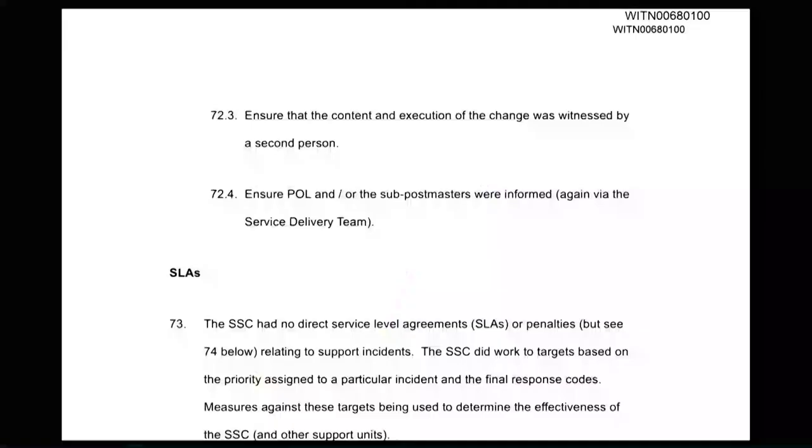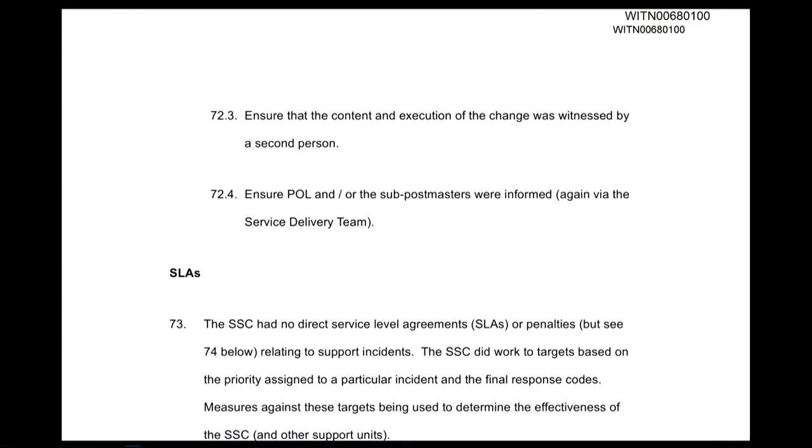You say in paragraph 72.4 over the page, in the rare circumstances where it was necessary to correct financial information on the system, we would ensure Post Office and all the sub-postmasters were informed by the service delivery team. How would you ensure that Post Office and all the sub-postmasters were informed? By giving the necessary information to the service delivery team for onward routing to the Post Office, or onward discussion with the Post Office.